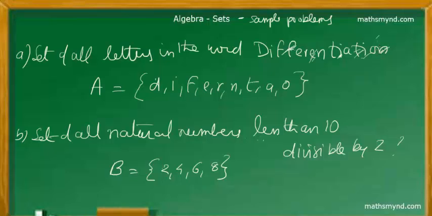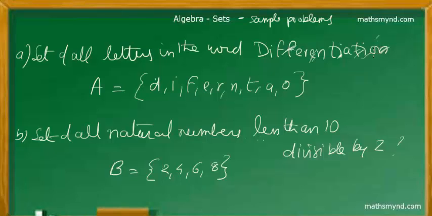So you can see that set A, I have given it the name set A, consists of the letters D, I, F, E, R, N, T, A, O. Why this cancelling out method was mentioned is that even though the whole thing is very simple, in an examination situation, if you go at a very fast pace, there's a chance that you may miss out some elements, or you may add some elements.